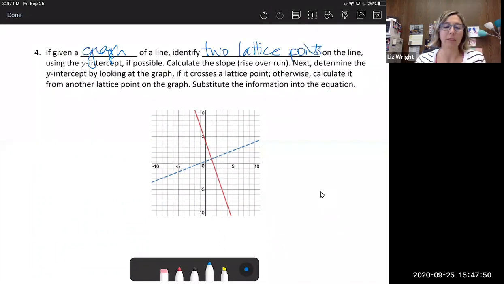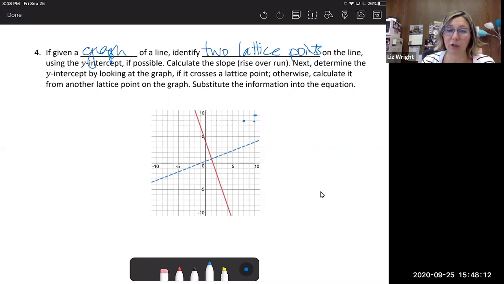On the line, using the y-intercept if possible. So lattice points again just means where the graph crosses a good point on our grid so we can easily identify it. We don't want to estimate where that ordered pair is. We want it to for sure cross a good lattice point. Like this is a lattice point where those two grid lines intersect, right here.